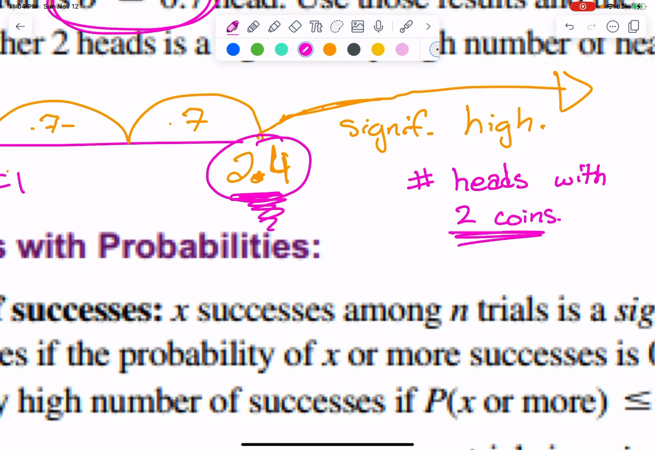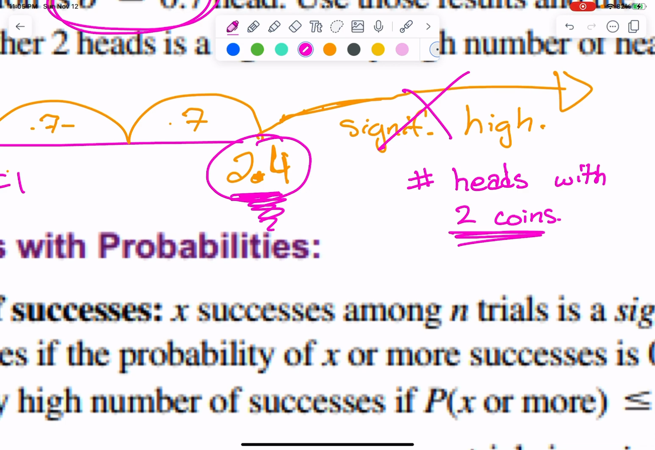That means I won't, in this scenario, have a significantly high number of heads, right? Like, if you flip a coin twice and both of them come up heads, you're not going to be like, holy cow, wow, I can't believe they both came up heads. No, it's not a significantly high number.